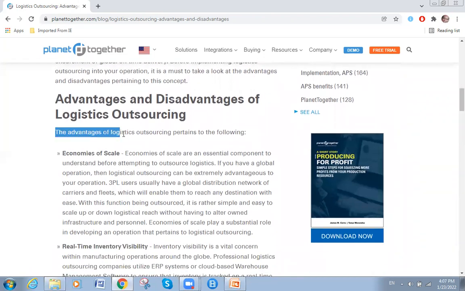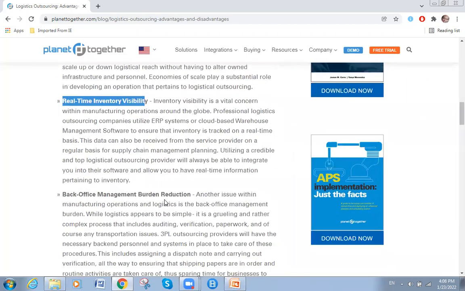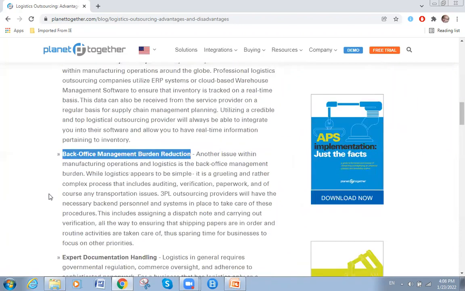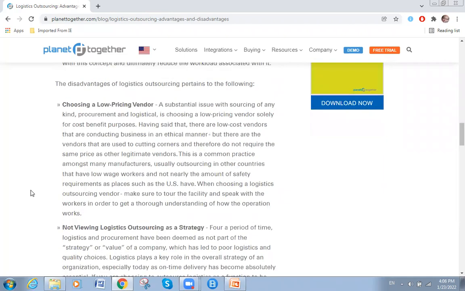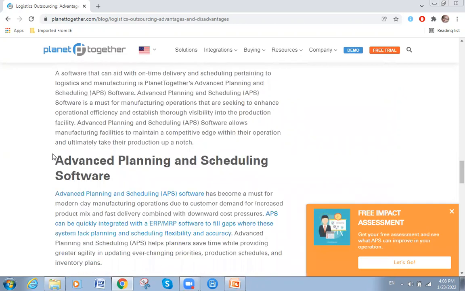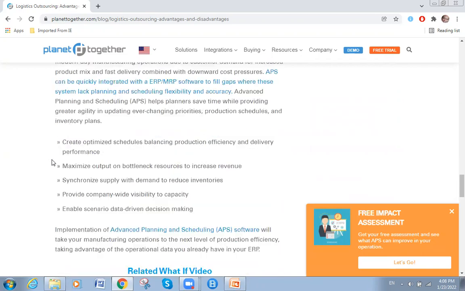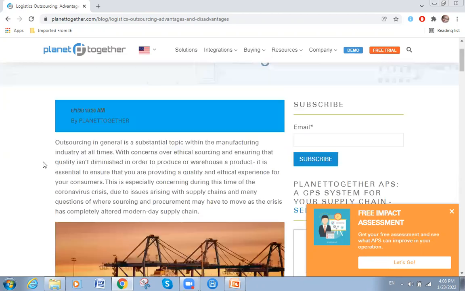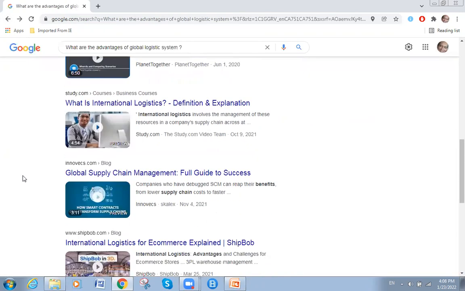The advantages of outsourcing mean economies of scale, which means you will save on costs, real-time inventory visibility, back office management burden reduction, expert documentation handling, and choosing a lower price vendor. That's how it helps. So those are some points which we need to know about the advantages of outsourcing.